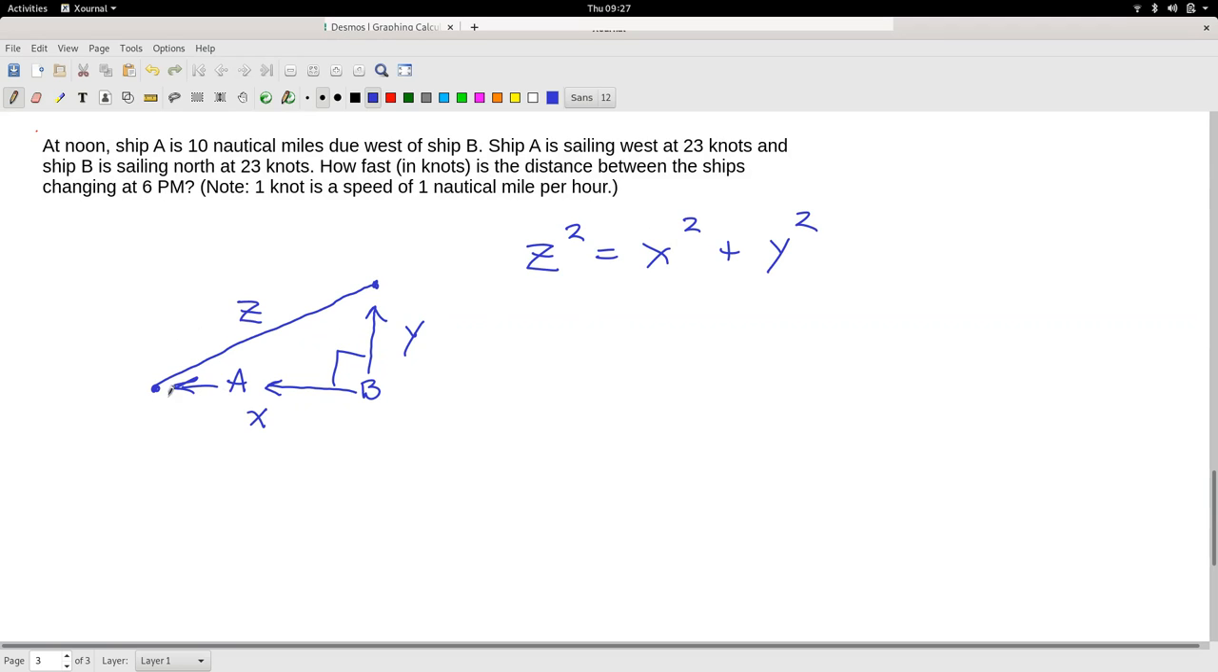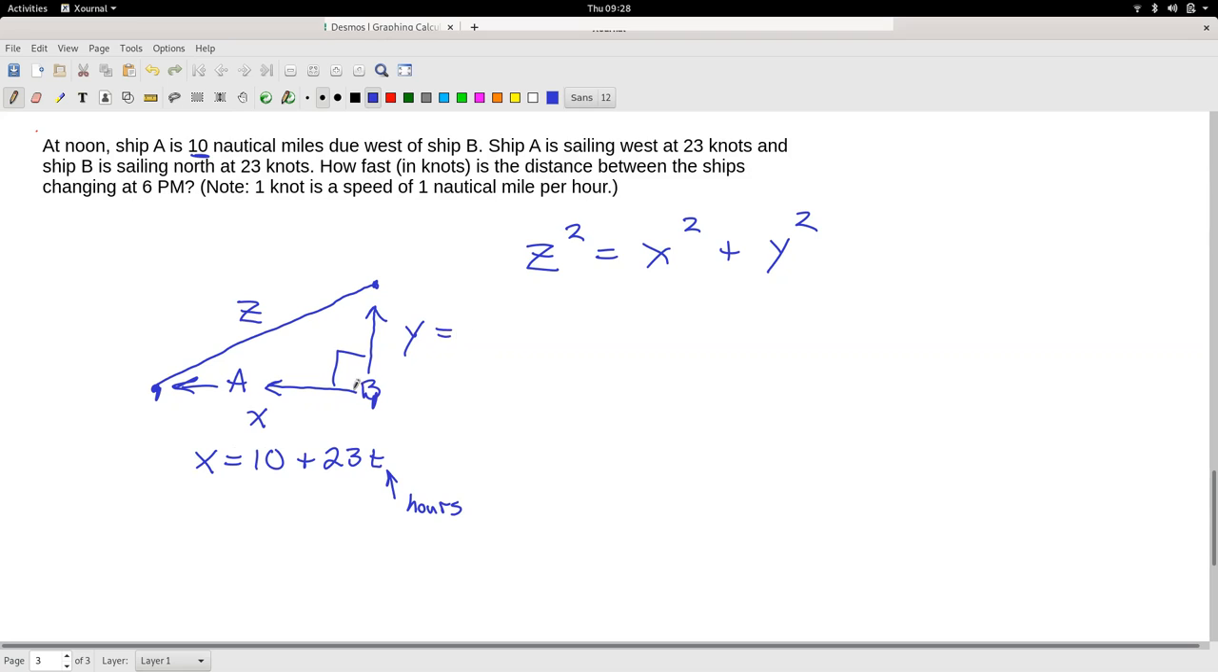Now x is the distance from here to here, and we're given some information that x started out 10 miles away from ship B, and they're both moving at 23 knots. So this distance x right here, we could say, has an equation starting at 10 nautical miles away. It is then increasing at 23 nautical miles per hour over t hours. So let's let t be hours, right? So that's just a linear change in position for that one.